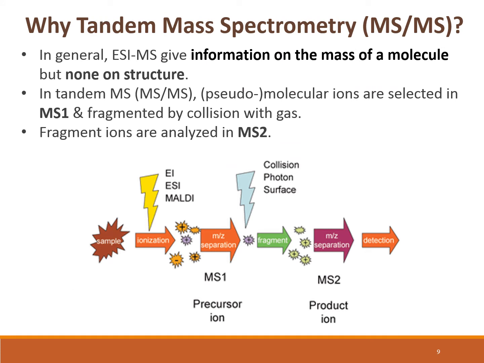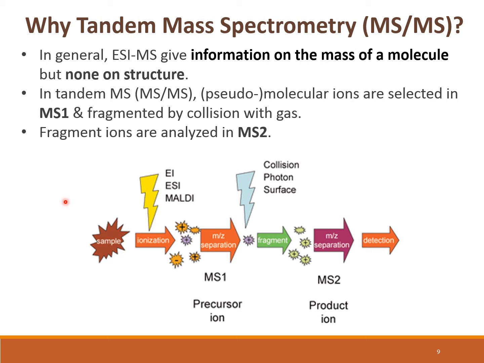Why tandem mass spectrometry, MSMS? In general, ESI-MS gives information on the mass of a molecule, but none on structure. If you look at your MS compound reports for the practical, some of the compounds are undetermined, or I will ask you to put just not found, cannot find in Google, because they are not even in the database, and then there's no structure. We can actually improve the results by doing MSMS.